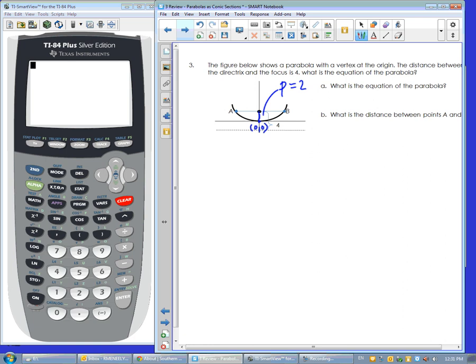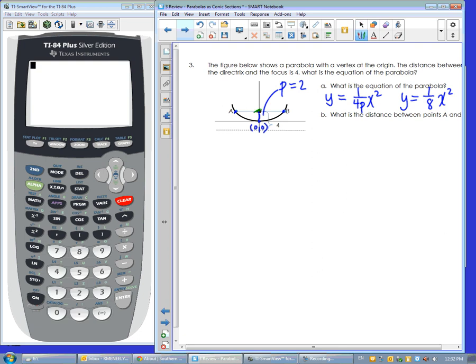So it asks for the equation of the parabola. This is one of the ones that's pretty easy because I haven't shifted the graph at all. Since it's vertical, I know it's going to be of the form y equals 1 over 4p times x squared. And since I know what p is, I know that y is equal to 1 over, if I multiply 4 times 2, I get 8, x squared. Now here's where it gets a little tricky. Now it's asking me to find the distance between points A and B. Well, again, looking at the picture is helpful.